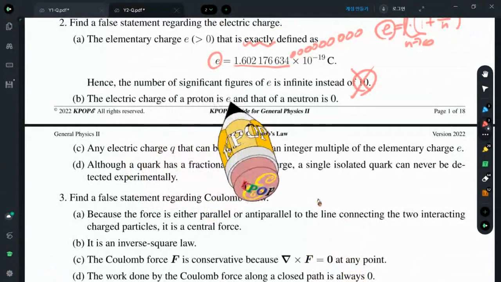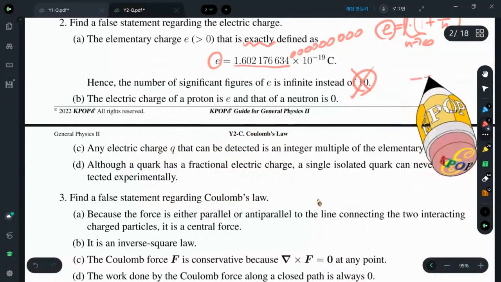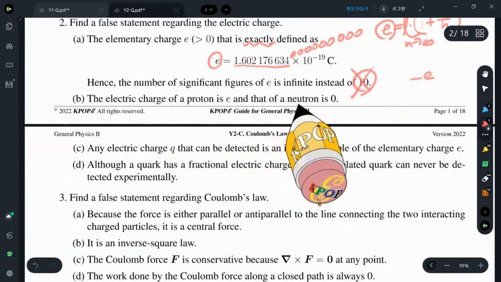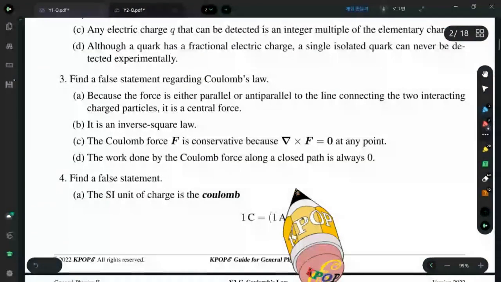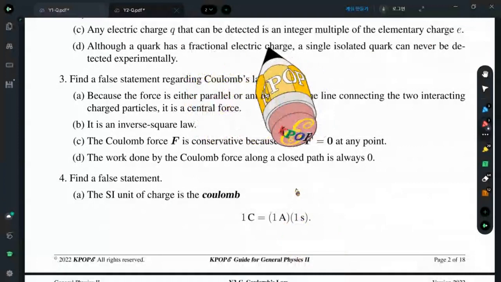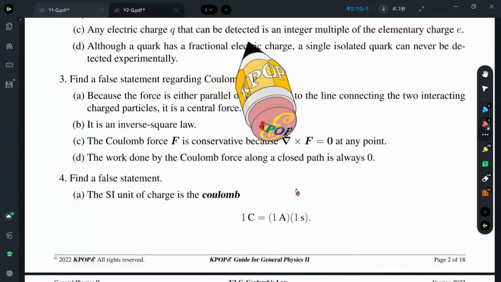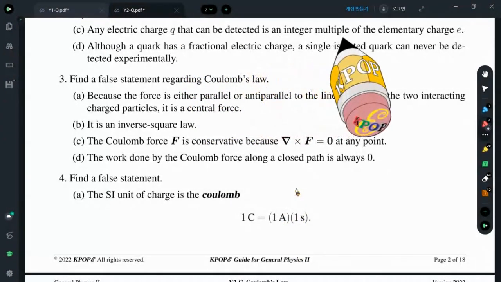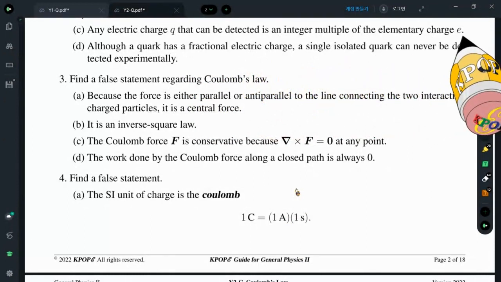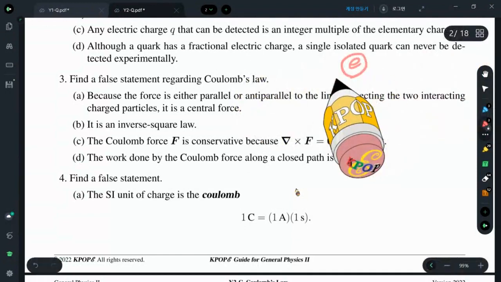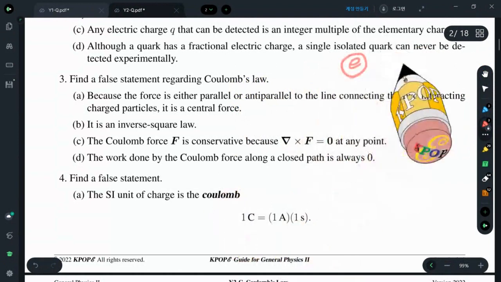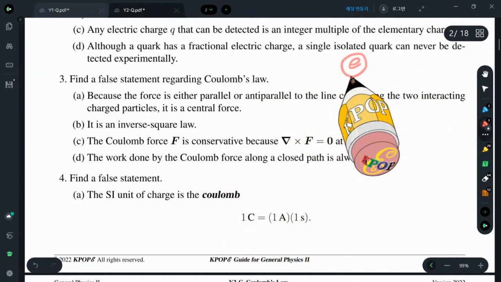Electric charge of a proton is e, and electric charge of an electron is minus e. Electric charge of a neutron is 0. Neutron is electrically neutral. Electric charge Q that can be detected is an integer multiple of the elementary electric charge. Sure. This is a unit of electric charge. It is impossible to have 1/2 of an electron.